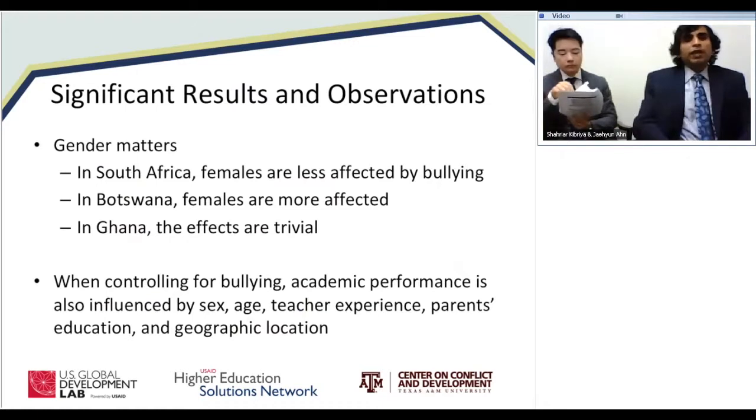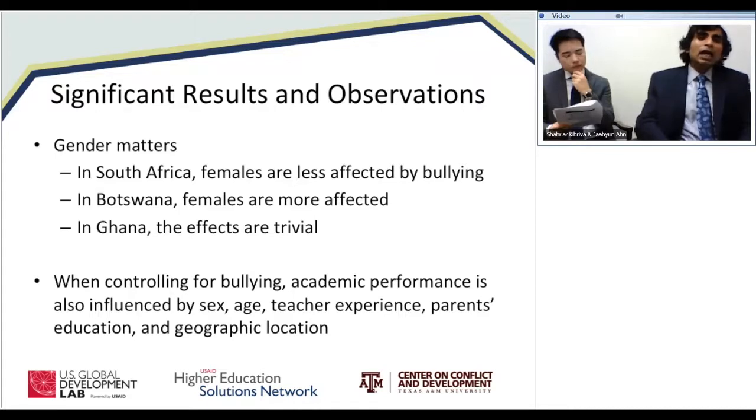The significant results and observations specifically are that gender matters. In South Africa, we find that females are less affected by bullying. In Botswana, we discovered that females are more affected by bullying. In Ghana, the effects are trivial and we find no significant differences between males and females who are bullied.